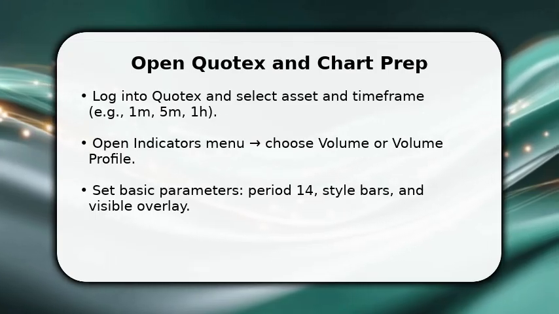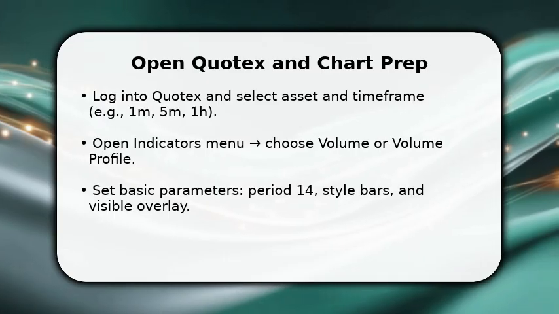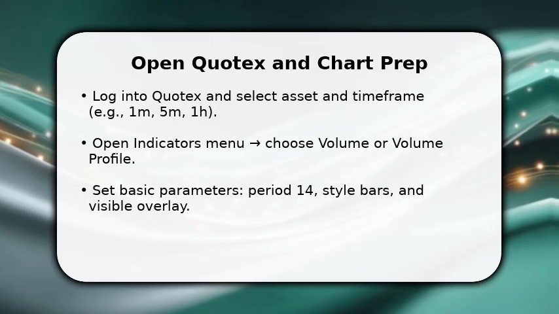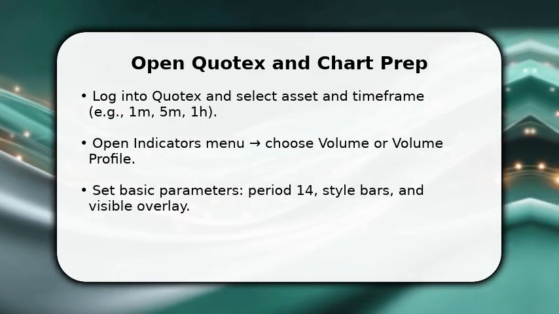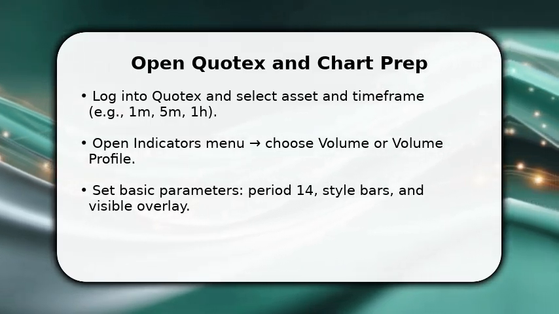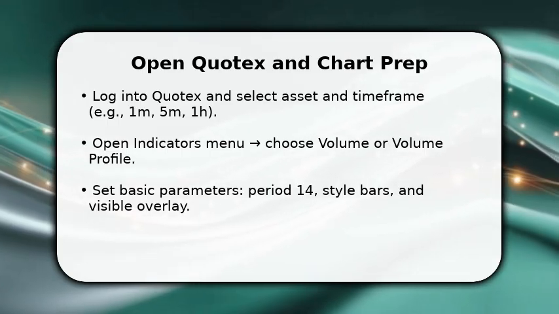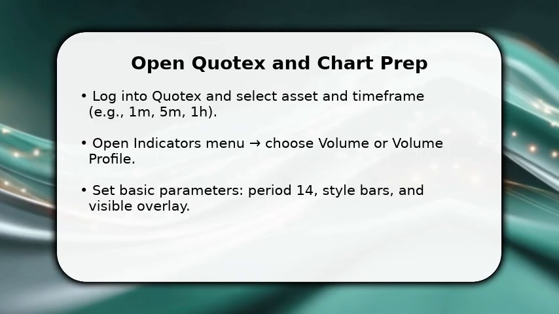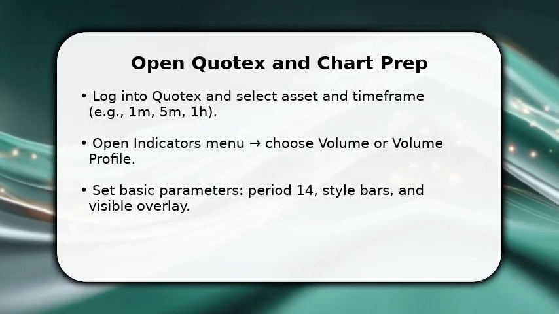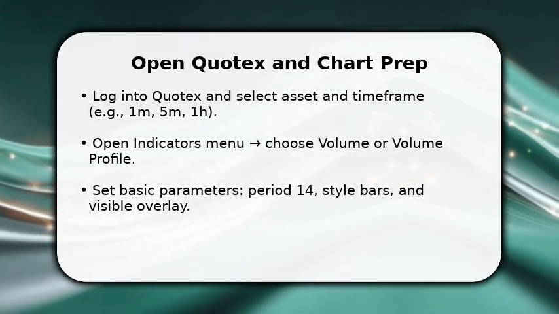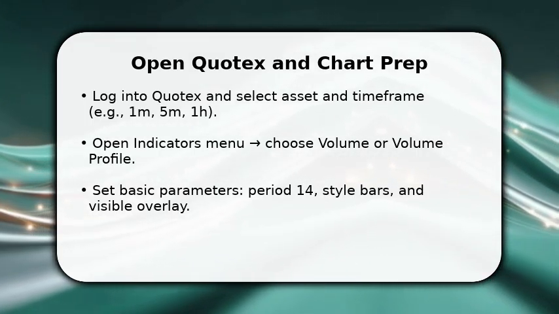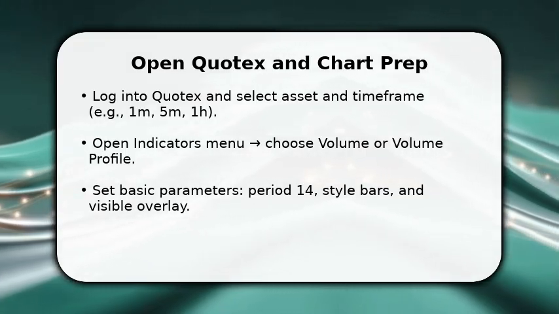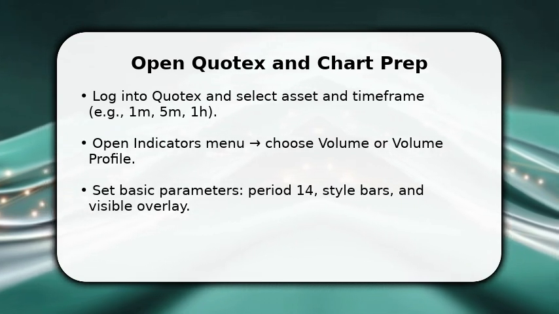You start by opening Quotex, picking the asset and time frame you trade. Choose something you know. Next, add the volume indicator from the Indicators menu and place it beneath the price chart so you see bars and price together. Once done, set the period to 14 for a balanced view and choose bar style. Make sure volume is not stacked over candle colors. These first steps get data flowing immediately and let you observe volume spikes along price movement in real time.